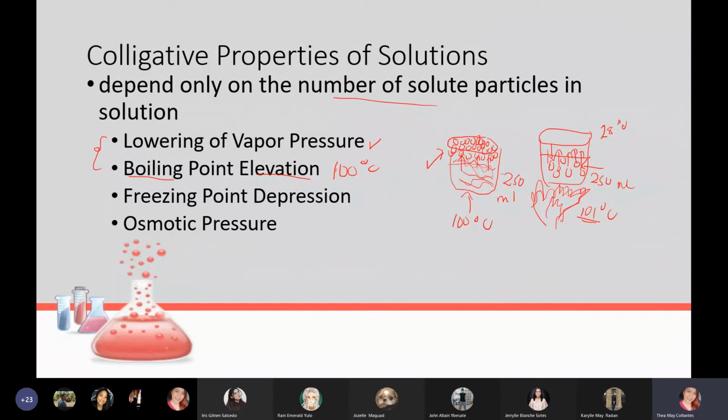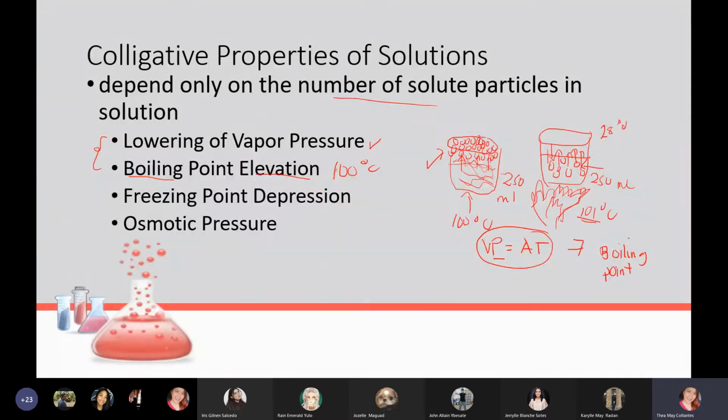Okay? So what we learn here is that your vapor pressure should always be equal to your atmospheric pressure in order to achieve boiling point. So somehow, your boiling point and vapor pressure are always related. If one lowers, the other must rise. Okay? It's easy, guys.